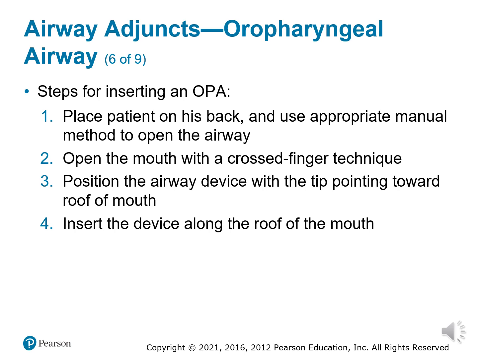First, you want to place the patient on his or her back and use an appropriate manual method to open the airway. Next, you're going to open the mouth with a crossed finger technique. Position the airway device with the tip pointing toward the roof of the mouth. Insert the device along the roof of the mouth.